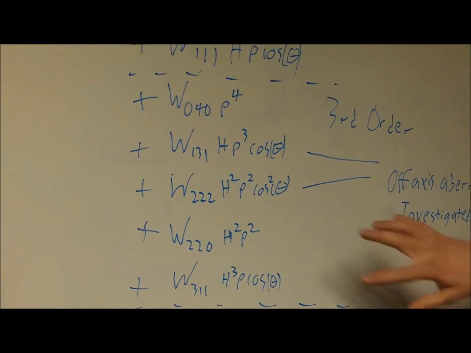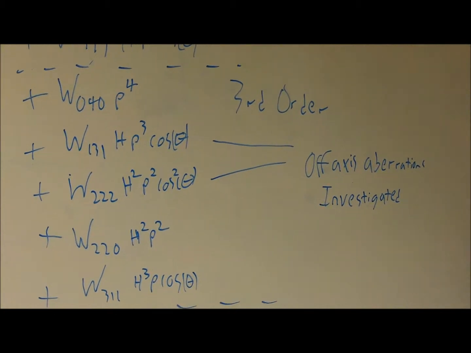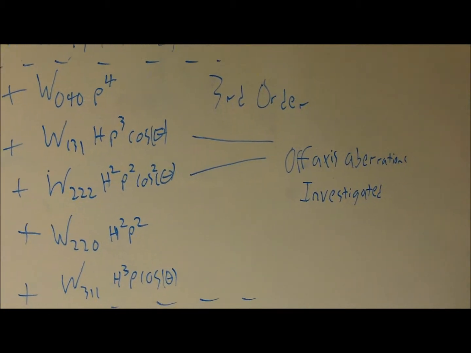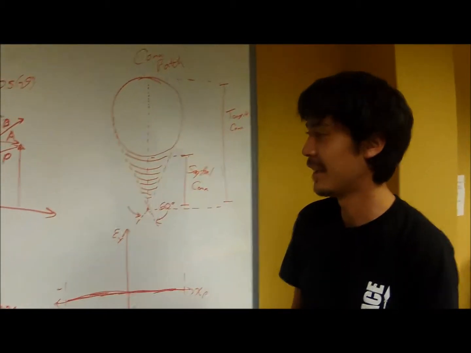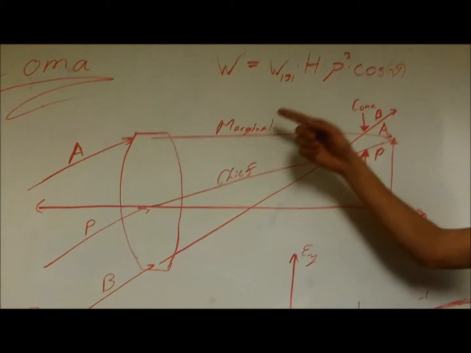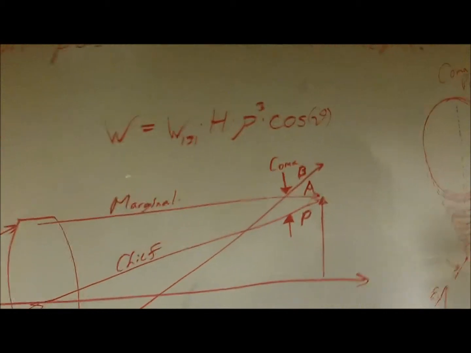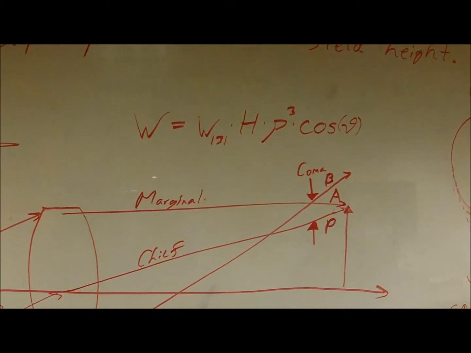In this lab, we'll be investigating W131 and W222. This is coma and astigmatism, which are off-axis aberrations. So here we have coma, which occurs when magnification of an optical system varies with pupil position and field height. As you can see here, for an exclusively coma system, the aberration is equal to W131 times H times rho cubed times cosine theta.